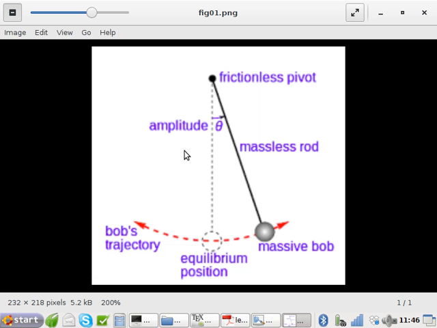The bob is massive, it has mass. The pendulum rod is massless. The string, effectively. Okay, can I continue? No, not yet.